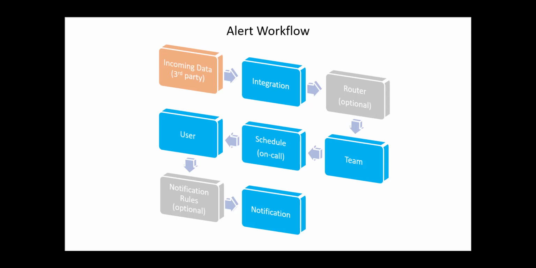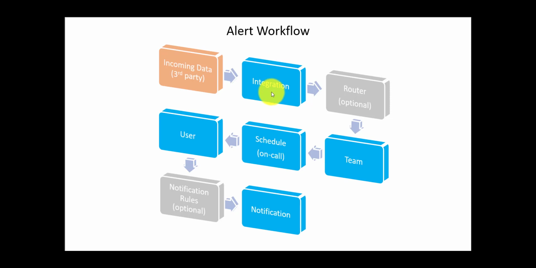In this video, I'm going to teach you how the PagerTree alert workflow works. At a high level, the alert workflow is simple. Incoming data from third-party systems, such as webhooks, emails, or other vendor integrations will be sent to PagerTree. The integration component in PagerTree is then responsible for accepting the data and transforming it into an alert.